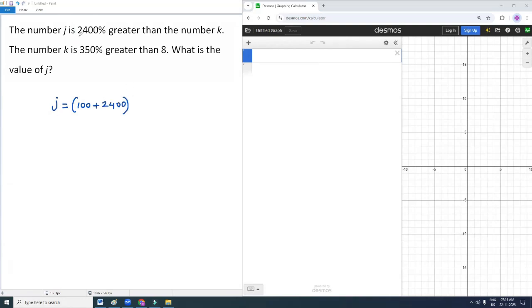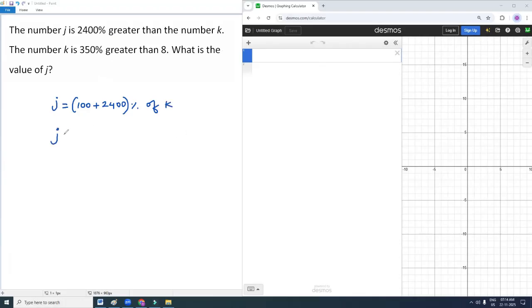In case I have 2400 percentage less than, I have to take a negative sign. That is, I have to subtract this number from 100. Since we have greater than, I am adding this number 2400 to 100. Then I have to take percentage of this quantity, that is the number k.